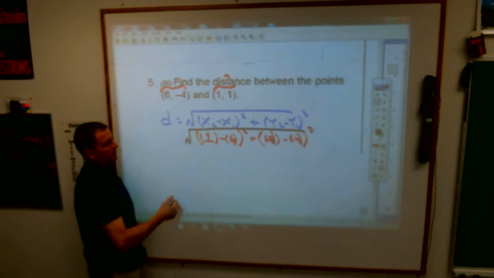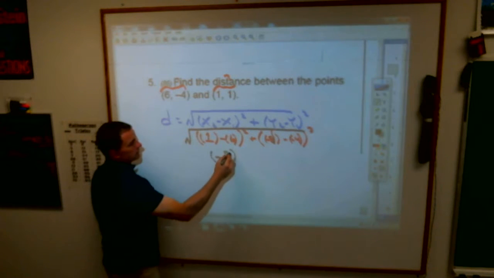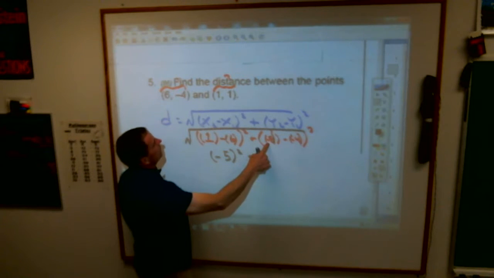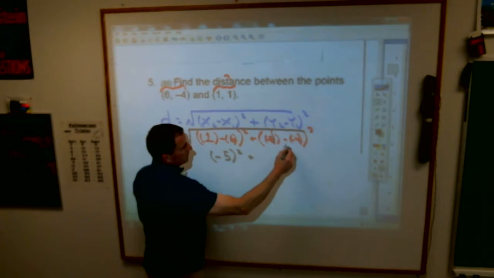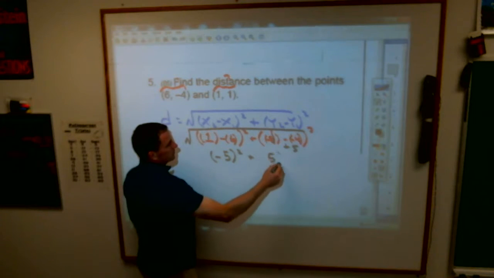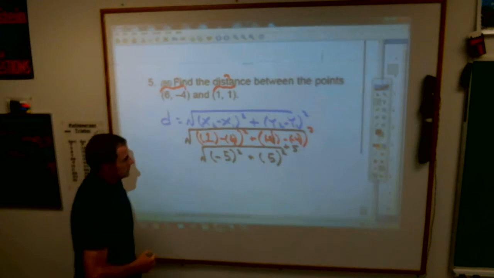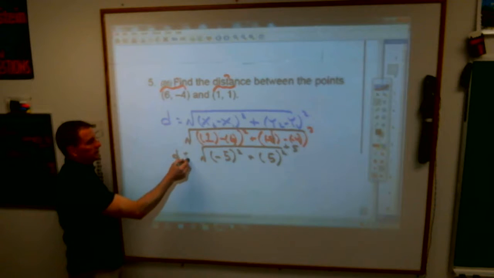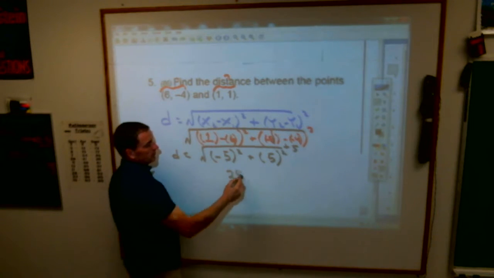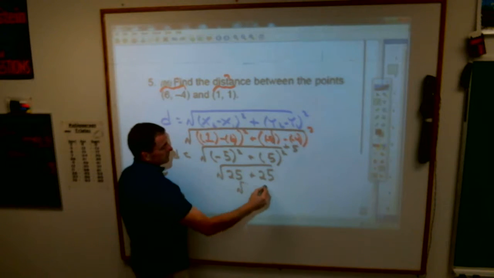Anyway, so here's what it would look like. 1 minus 6 is negative 5 squared, plus, over here we have 1 minus a negative 4, which is actually 1 plus 4, which is 5 squared, all under a square root. I don't know what kind of pressure this is. I want this on my video. If I get this wrong, it's terrible. Negative 5 times negative 5 is 25. 5 times 5 is 25. Add those together, it's the square root of 50.